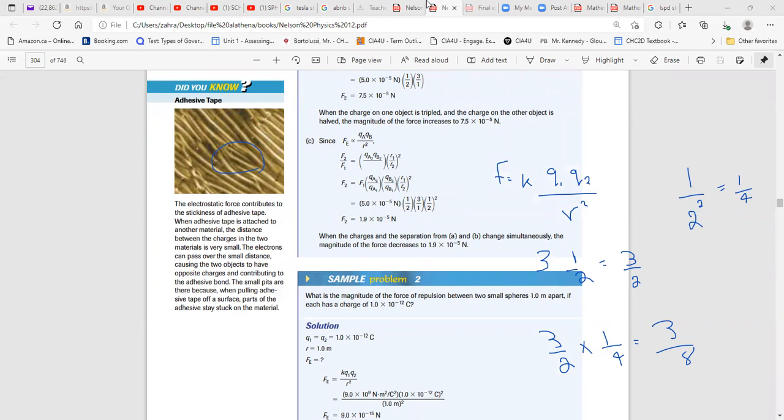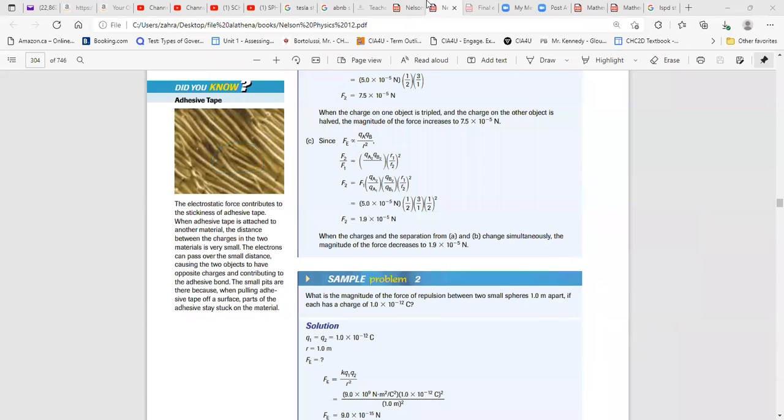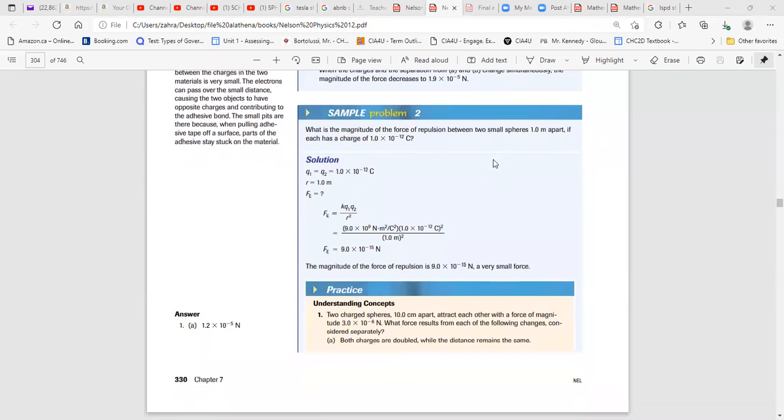Okay, let me erase this. The second problem is: what is the magnitude of the force of repulsion between two small spheres 1 meter apart, each with a charge of 1 × 10⁻¹² coulomb? We have Q1 and Q2, we have distance r, and we want to find F. Let's put that in the equation. The K constant, you know, is 9 × 10⁹. Q1 is given, Q2 is given, r is given, so you simply calculate the force.